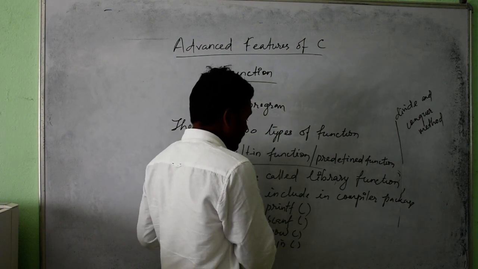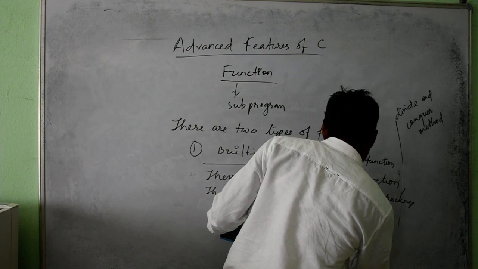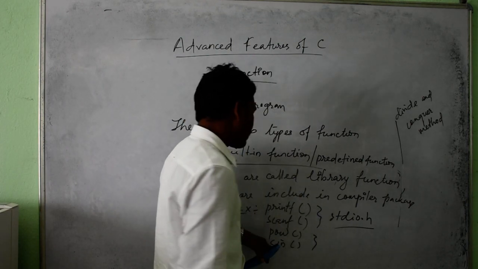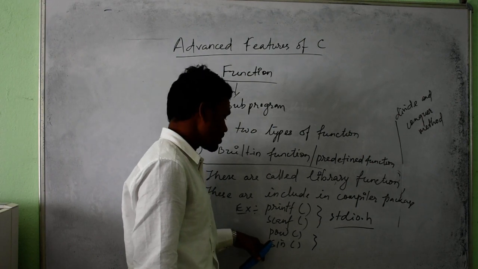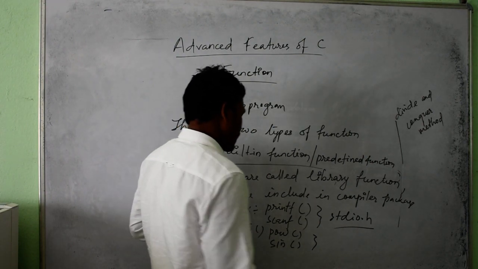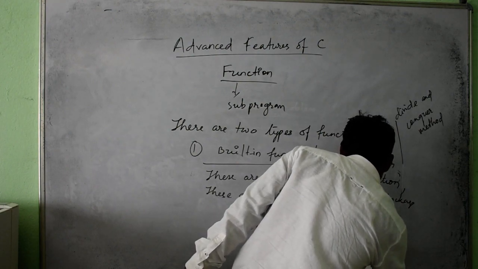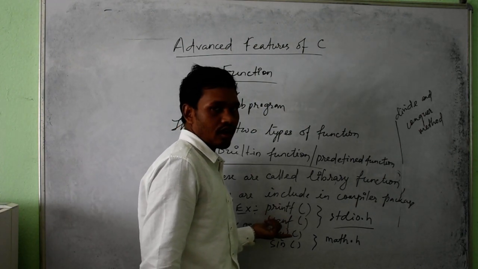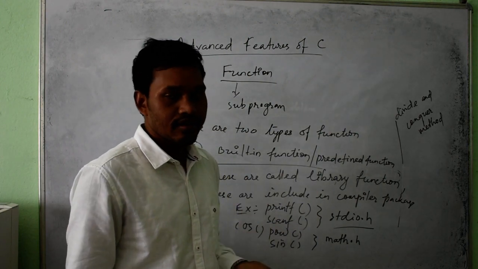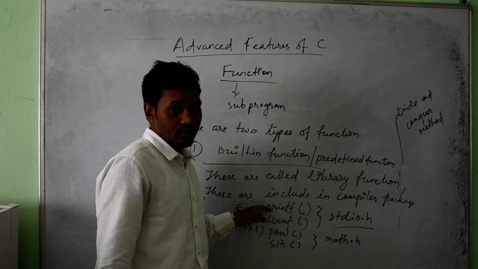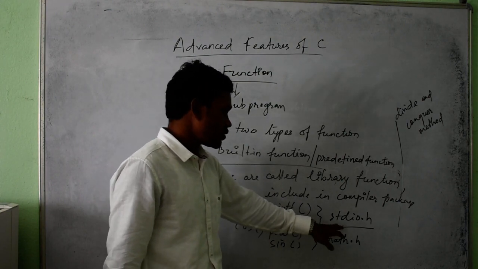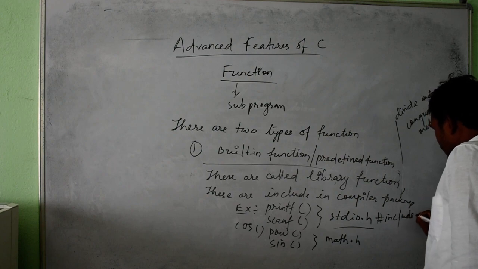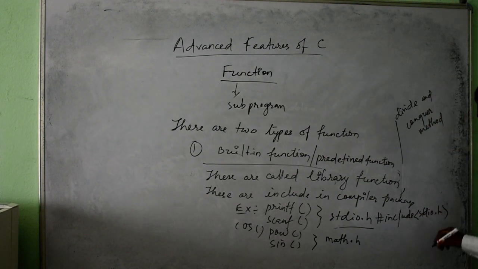The header file for the printf and scanf functions is stdio.h, and the header file for the power function, sine function, cosine function is math.h. If you are using this kind of function, then you don't need to declare or define the function. It is already defined. You just need to use the header files in the preprocessor directives, like include stdio.h.